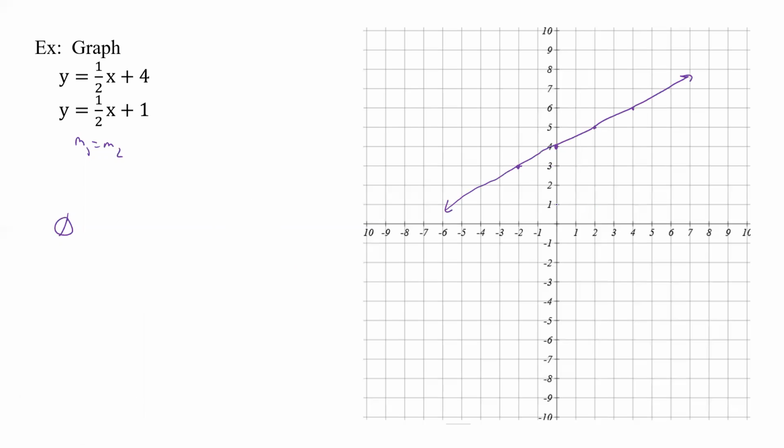Now this one's 0, 1. We go up 1, right 2, up 1, right 2. We can go down 1, left 2. And again, we get some line that looks like that. And those two lines are parallel because we know M1 equals M2. And so therefore the solution is no solution. All right, let's stop there. We'll come back for more.